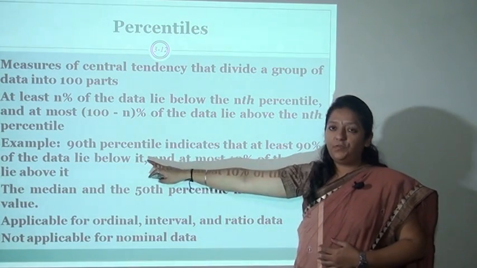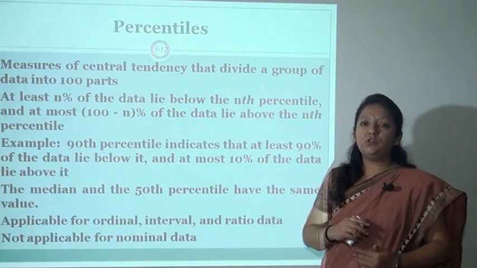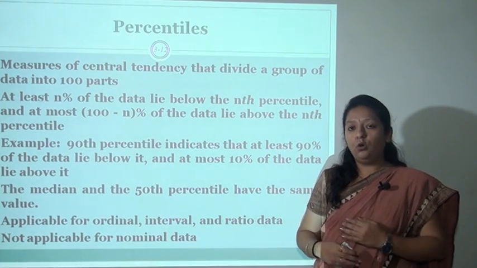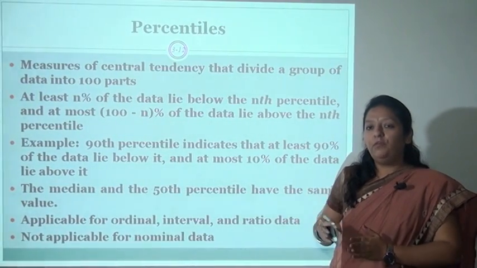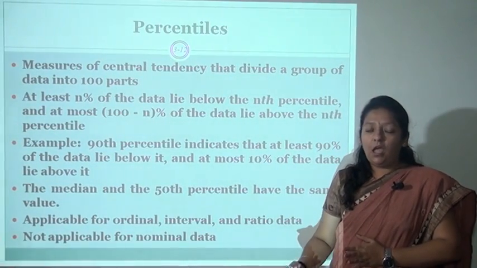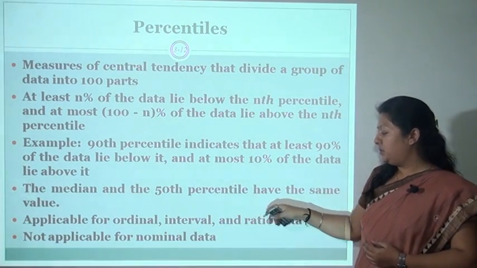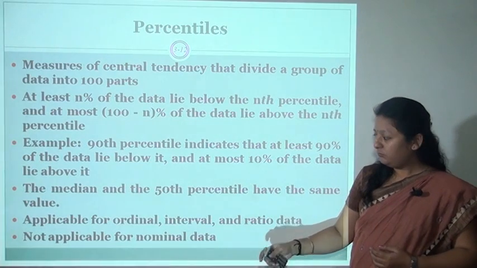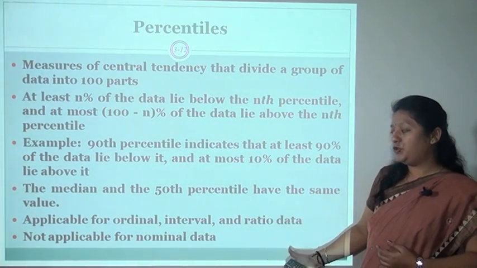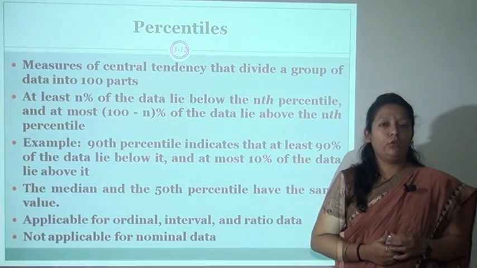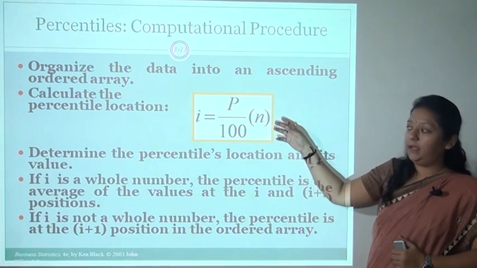If it is the 50th percentile, then we can say that 50% of the data lie below the 50th percentile and 50% of the data lie above it. The median and the 50th percentile have the same value, applicable for all kinds of ordinal, interval and ratio data, which is not applicable for nominal data. Now we'll see how to calculate the percentile.